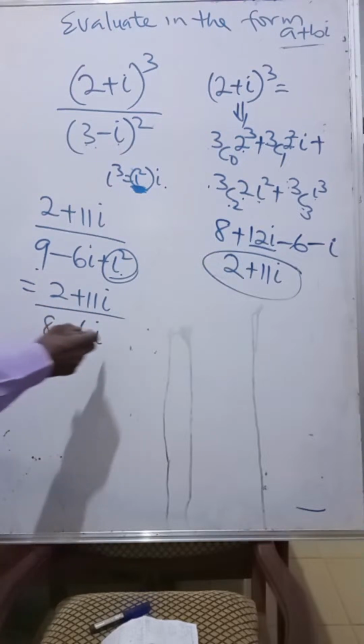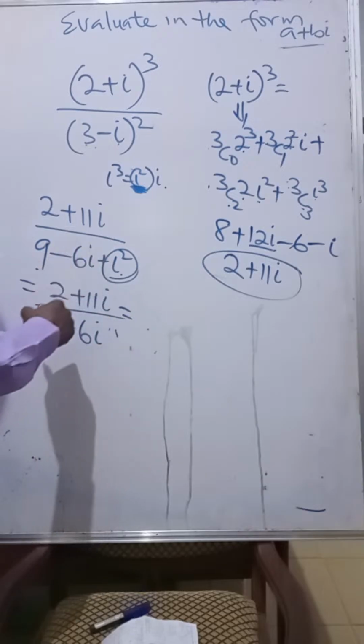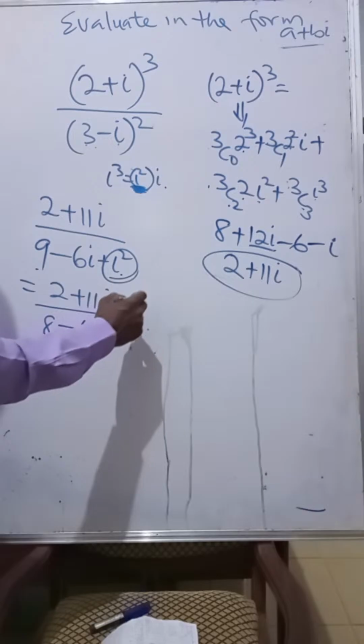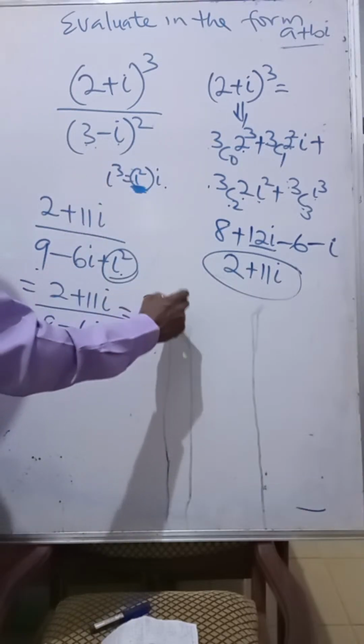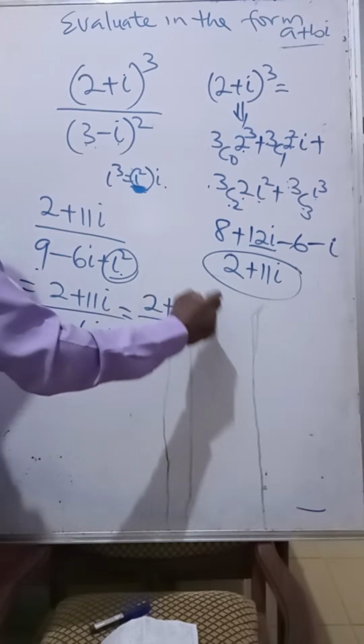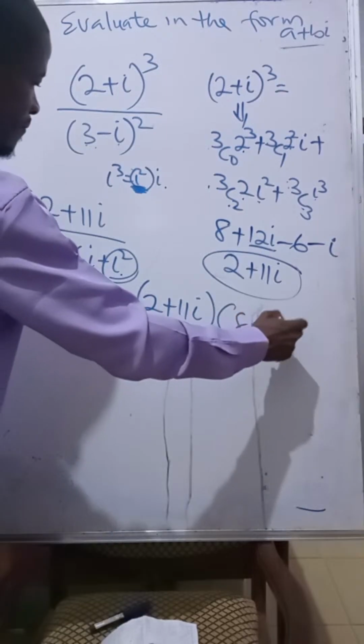Okay, so use this one, I mean the denominator, to multiply both the top and the bottom, both the numerator and denominator. So 2 plus this, we have this. The conjugate of this one is what? Is 8 plus 6i.